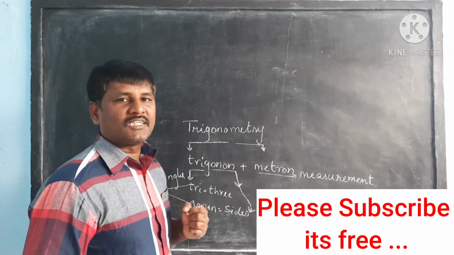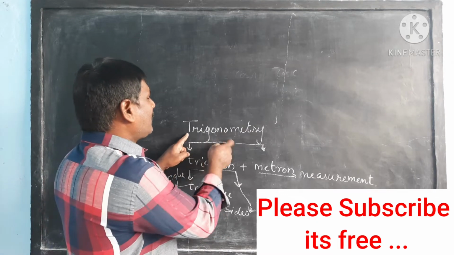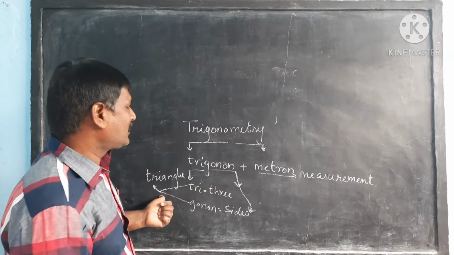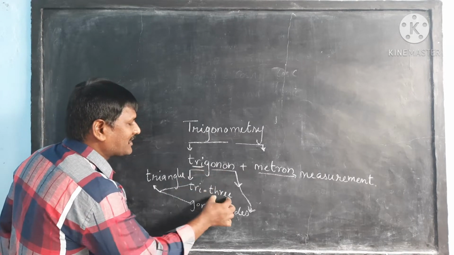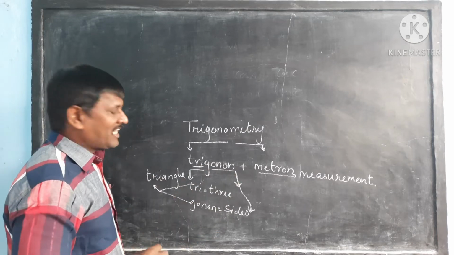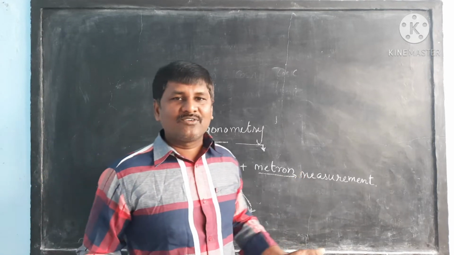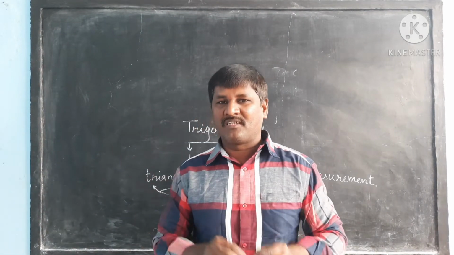Trigonometry is a word derived from the Greek language and it is composed of two words: trigonon and metron. Trigonon means triangle. Tri means three and gonon means sides, so a three-sided figure, that is a triangle. Metron means measurements. Thus, you can simply understand that trigonometry means triangle measurements.